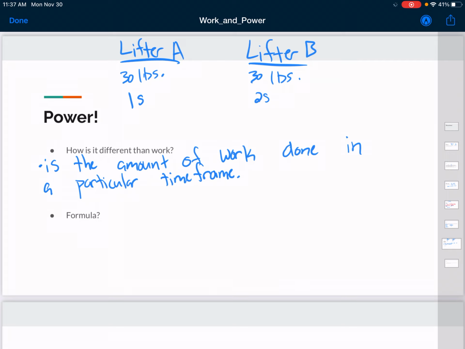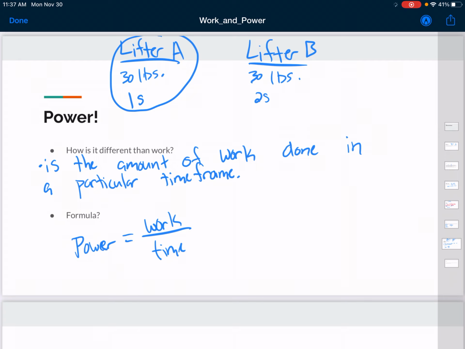Now, here's where the difference comes in. Who had more power? Lifter A would have more power because it took him less time to do that. And that can be represented by the formula for power, which is power is equal to work divided by time. All right, so power is equal to work divided by time.